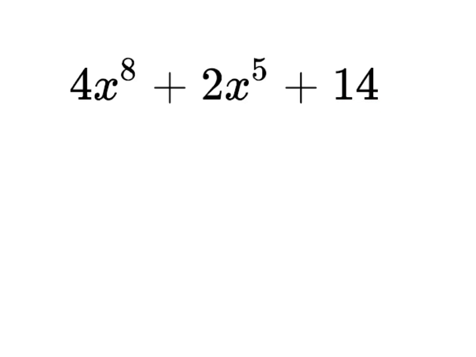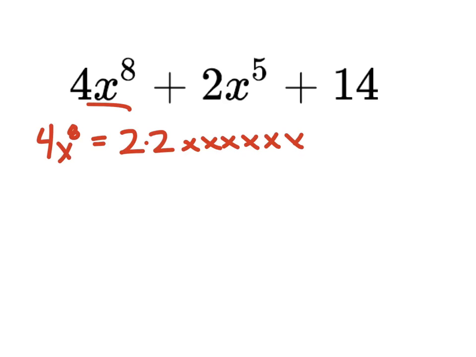So I'll still show the factorization on this, right? I start with 4x to the power of 8, and 4 splits up into 2 times 2. That's not too extensive. And then we got the 8 x's: 4, 5, 6, 7, 8 x's. Again, I'm just showing that there's no x's that are common with all three terms.